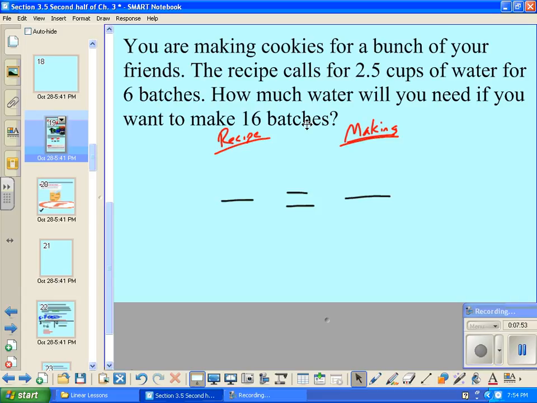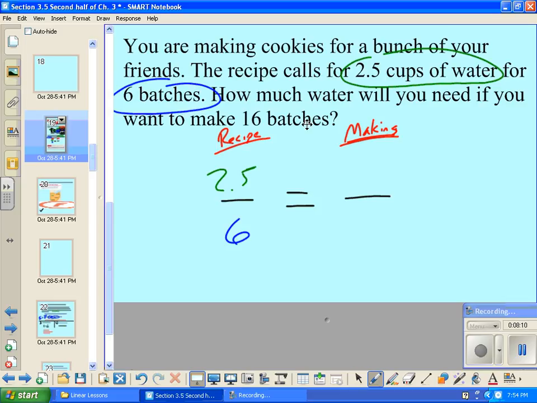Again, how I set up the two ratios is important. Also, what I put in terms of the tops and the bottoms is important too. So, important numbers: I know that I need 2.5 cups of water. So let's pay for the recipe, let's put that on top. 2.5 cups of water, and that makes 6 batches of cookies. So I'll put 6 on the bottom here.